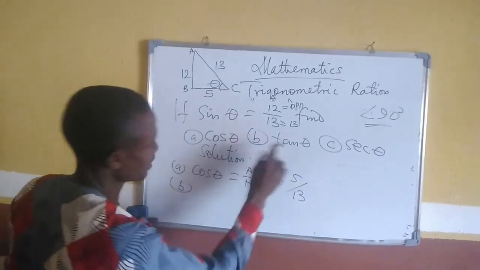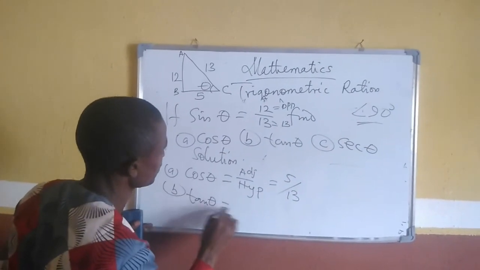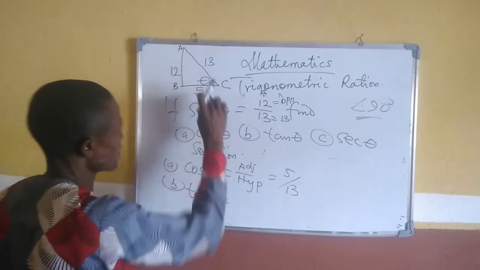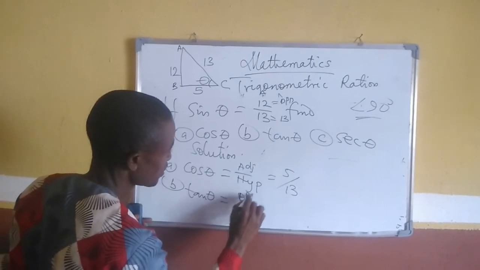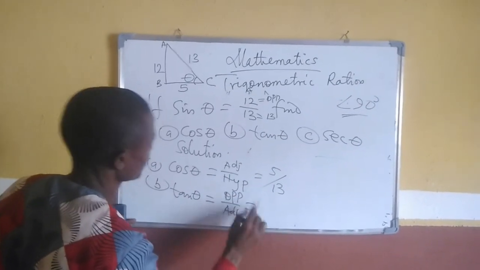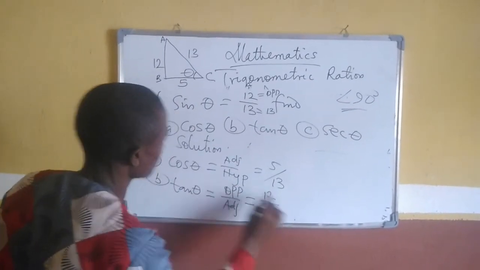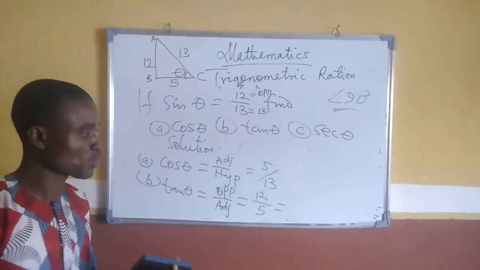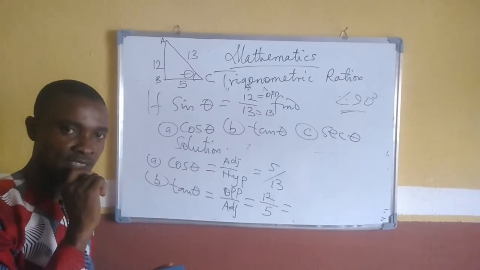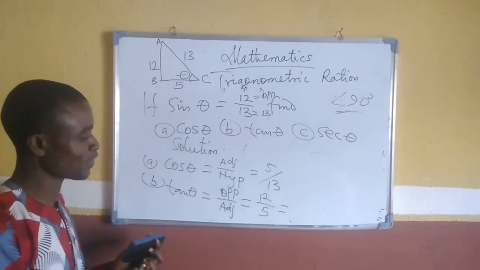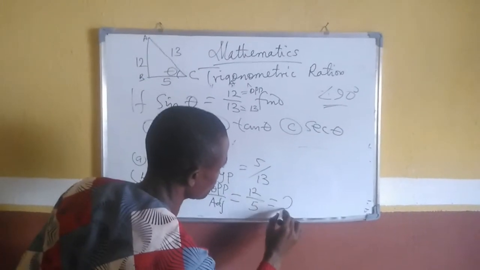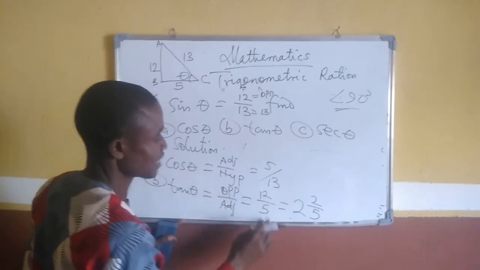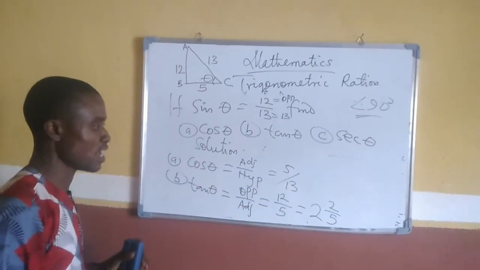And then what's our B? Tan theta. Tan theta is opposite over adjacent. What's our opposite? 12. Over adjacent, which is 5. You can decide to break it down. Can you change 12 over 5 to a mixed fraction? I trust you. So we now have 2 and 2 over 5. How did I get that? 5 times 2 is 10. 10 plus 2 gives us 12, all over that 5.